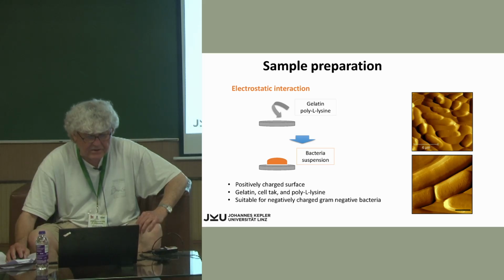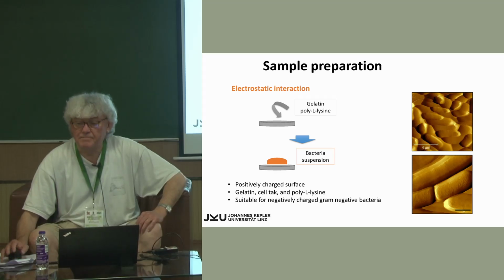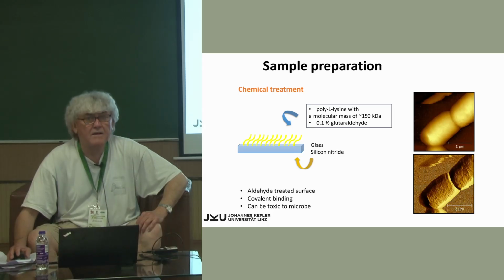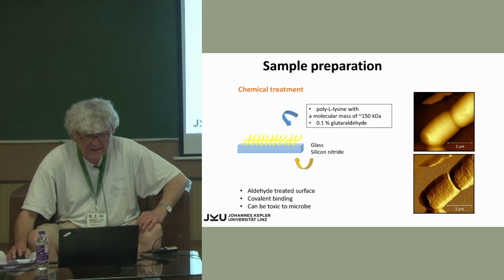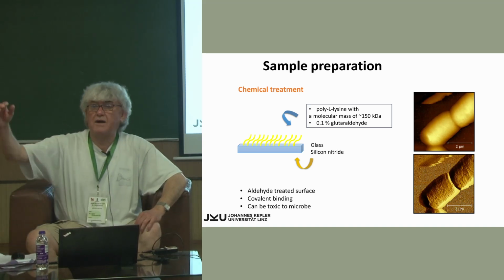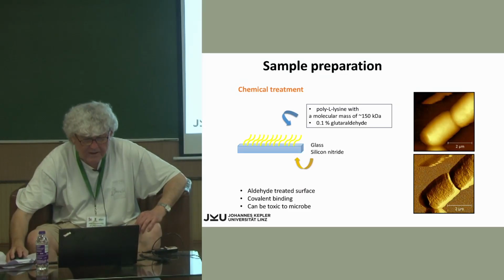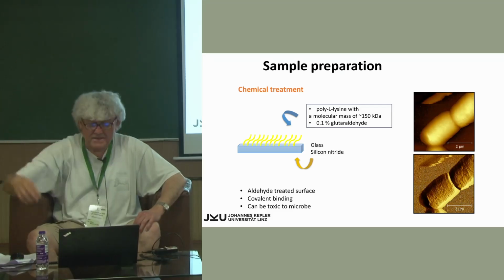Positively charged surfaces like with polylysine are particularly attractive for negatively charged gram-negative bacteria. So that would be an advantage there. Polylysine is certainly a standard method, and I think one can even buy lysine-coated glass. And then you can use glutaraldehyde to covalently bind bacteria, because glutaraldehyde binds to lysines, both of the polylysine and also to lysines in the proteins in the bacterial shell.